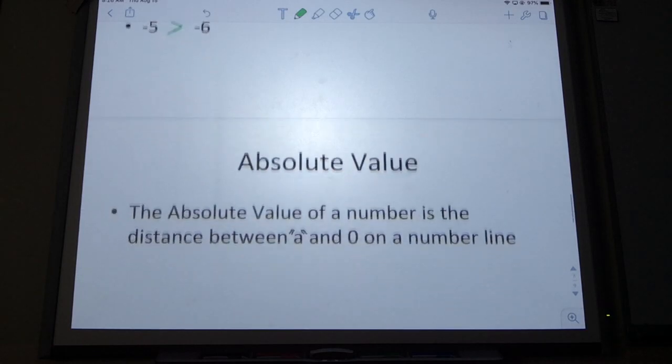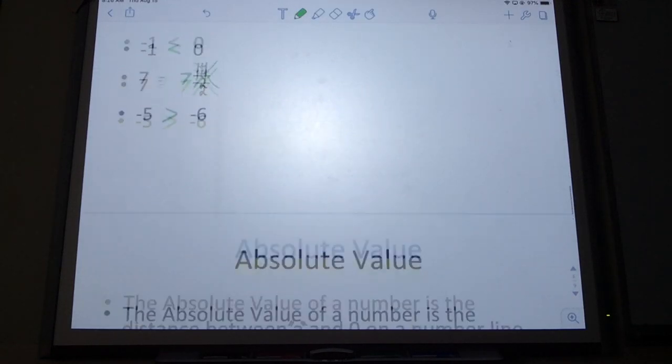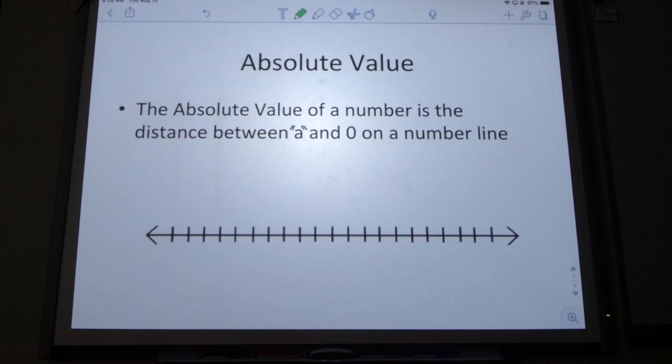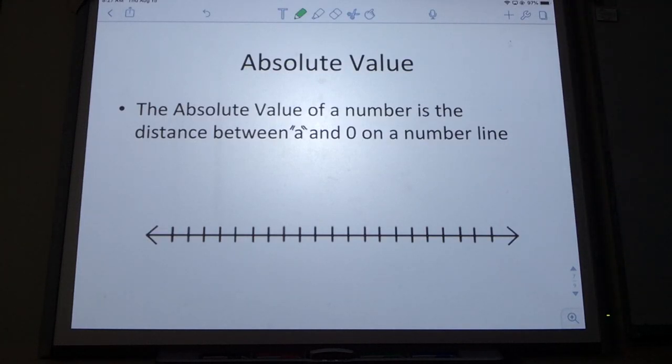Anybody even know what absolute value means? The positive. Yes, it is just the positive. Okay? Let me tell you the exact definition or exact reason behind absolute value. Absolute value is the distance from 0. That means that it has to always be positive. You cannot have a negative distance.